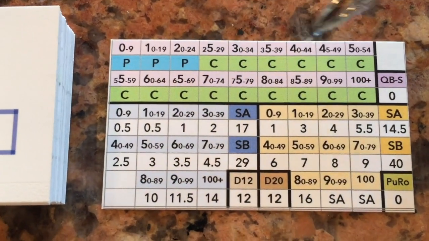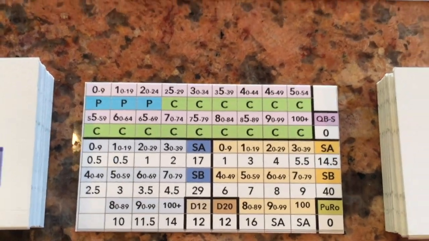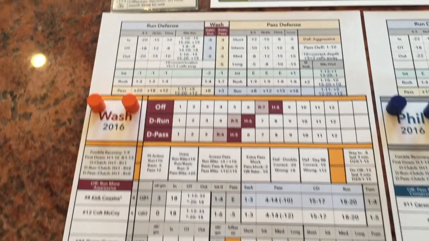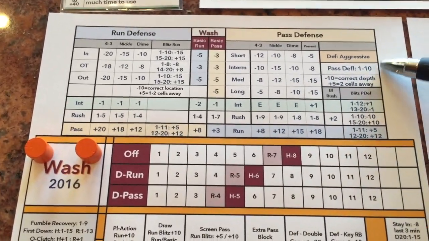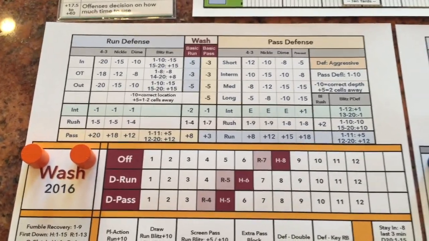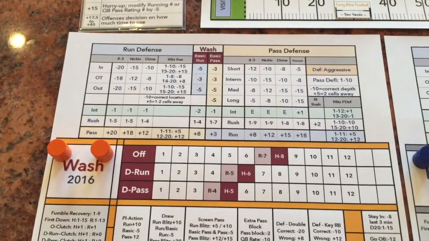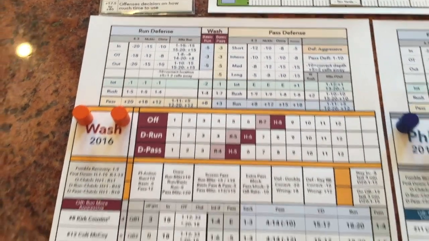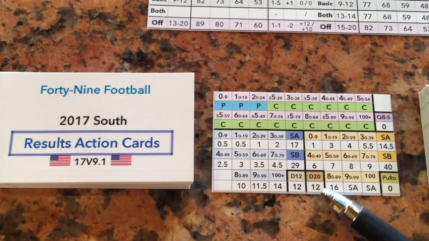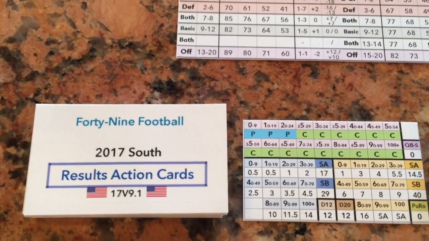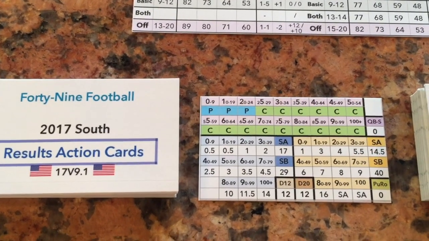If there was a P in that 45 to 49, that means it's a 50-50 ball. And what you'll do is you'll look at the defense, and see Washington has this pass deflection number up in the top corner here. It's a 1 to 10. The teams are rated from 1 to 6 to 1 to 15. Theirs is 1 to 10, so it truly is a 50-50 ball. On a D20, you're going to roll a D20, or you're going to turn over the next results action card and look at this number here. If it's between 1 and 10, then the pass has been deflected, it's incomplete. If not, then the pass is complete.